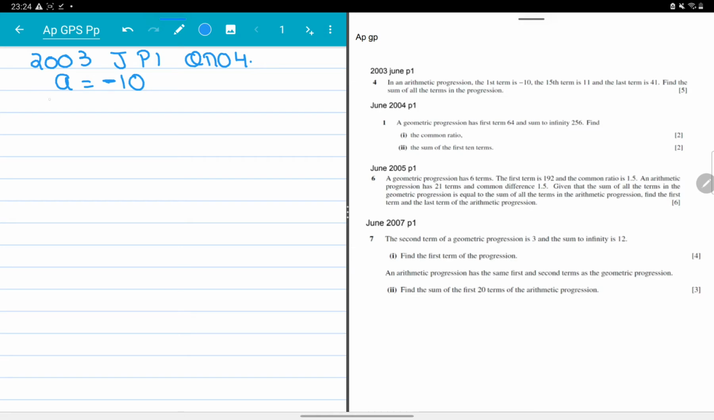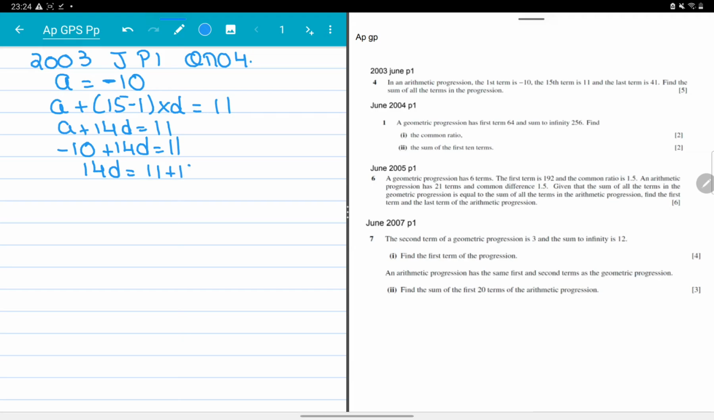Let's make the expression for the 15th term. So the expression for the 15th term will be a plus n minus 1 into d, and our 15th term is 11. So it will be a plus 14d equals 11. We already have the value of a, which is minus 10. We can substitute the value of a, minus 10, here to find the value of d. So we'll shift minus 10 to the other side, so it becomes positive 10. So 11 plus 10 gives you 21. So the difference is 21 over 14 if we simplify it. So we have 7 3s are 21 and 7 2s are 14. So this is our difference.